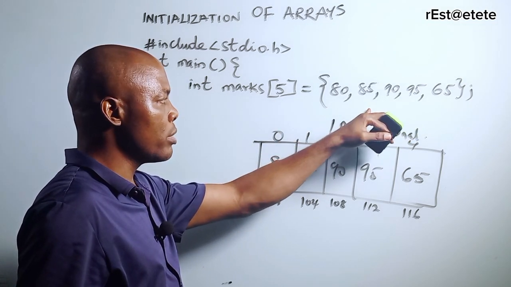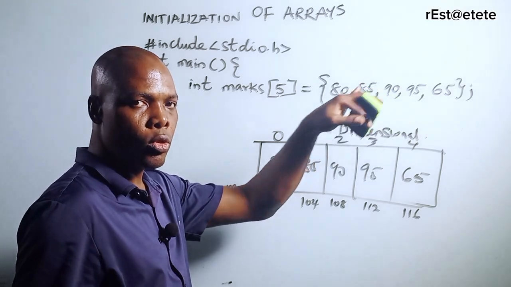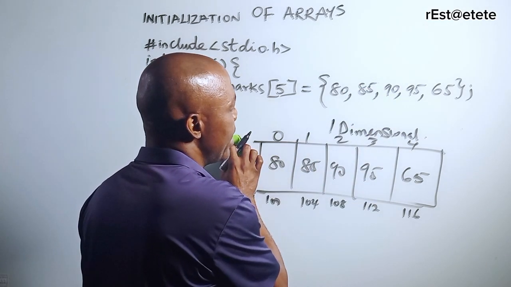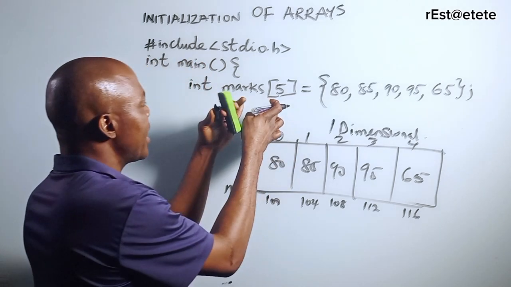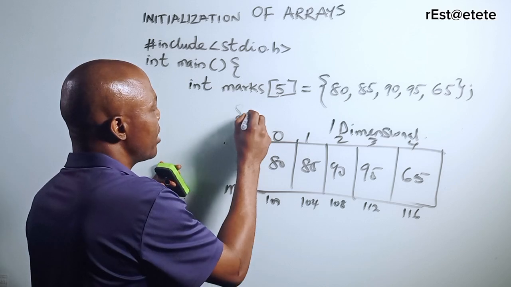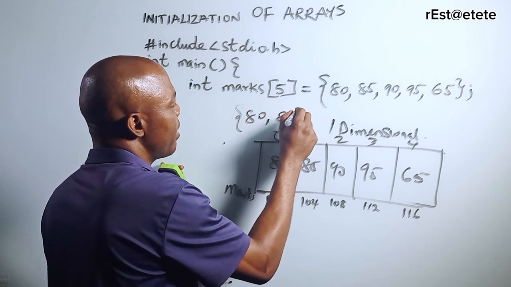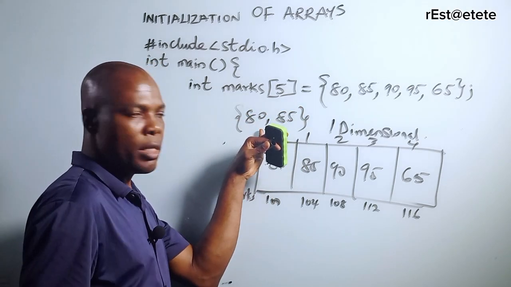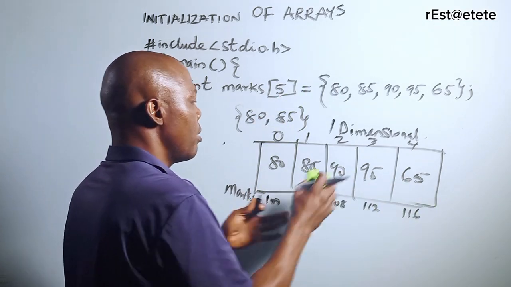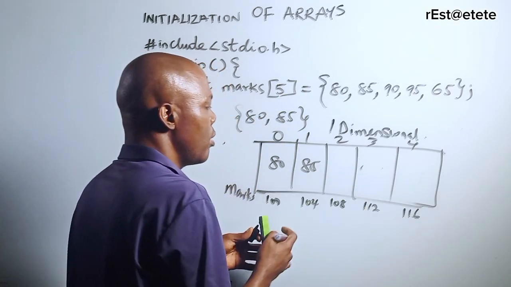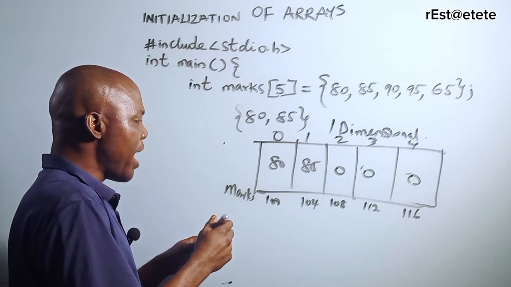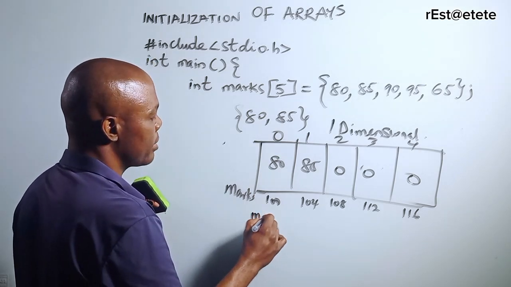So I've declared my array, and then I've initialized it at compile time. So the compiler knows the values it is going to put inside the memory. Now, if I declare this array and at initialization I supply just 80 and 85, then I close it. It means that the system will still allocate 20 bytes to it. But the remaining places will carry 0 values.